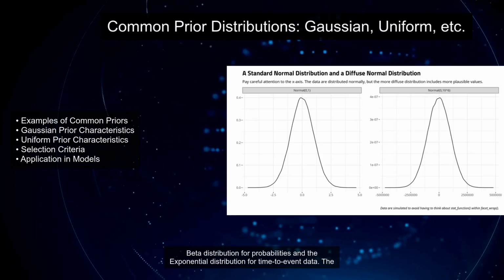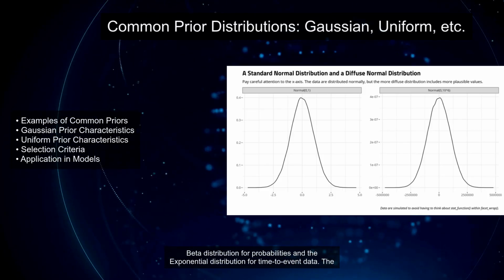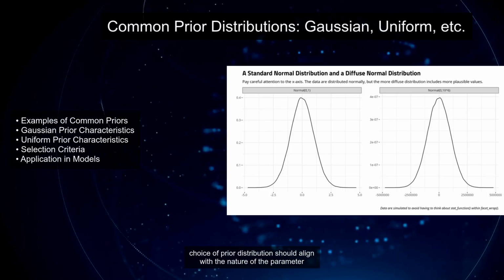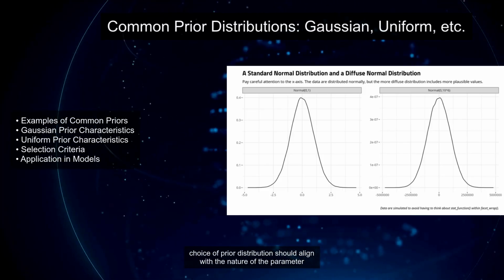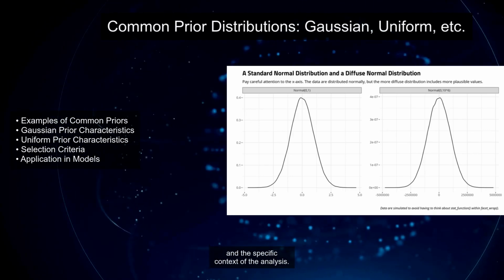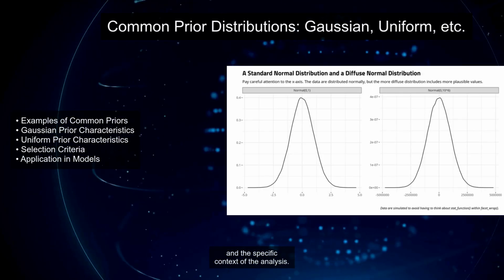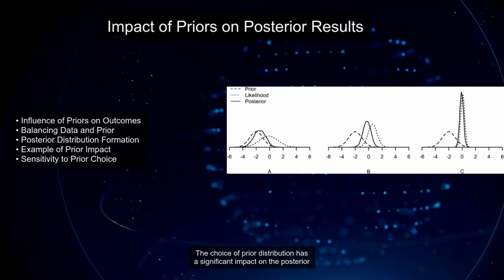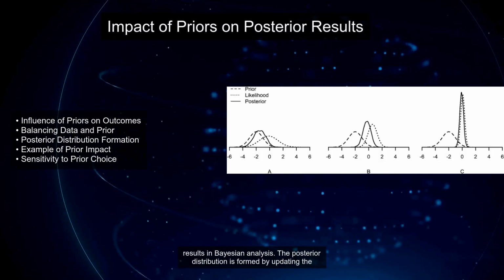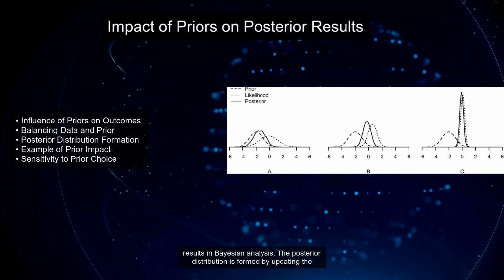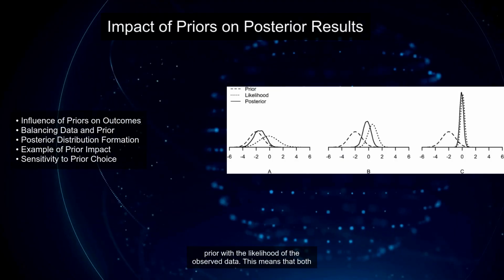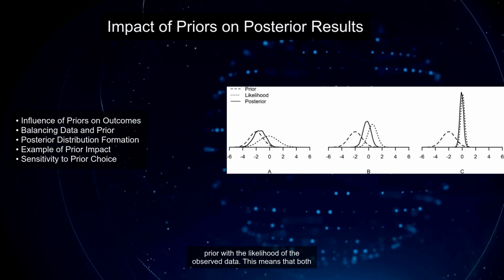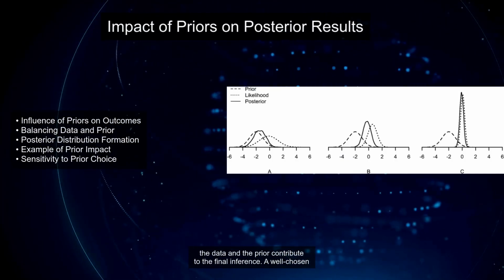Other common priors include the beta distribution for probabilities and the exponential distribution for time-to-event data. The choice of prior distribution should align with the nature of the parameter and the specific context of the analysis. The choice of prior distribution has a significant impact on the posterior results in Bayesian analysis. The posterior distribution is formed by updating the prior with the likelihood of the observed data. This means that both the data and the prior contribute to the final inference.